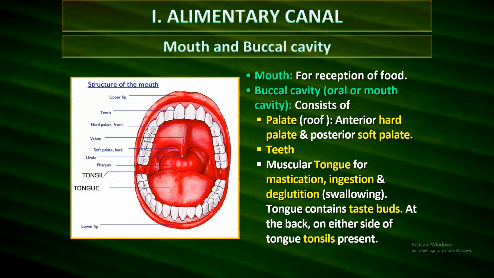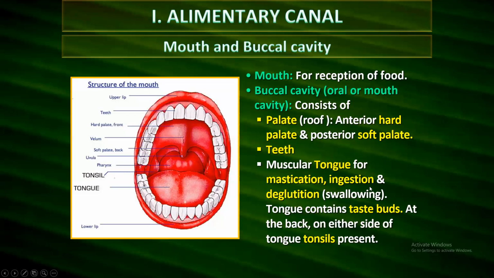What do you know about the tongue? Tongue is a muscular organ. It's generally used for mastication, ingestion, and deglutition. Deglutition means swallowing. Tongue contains taste buds. At the back on either side of the tongue, tonsils are present. See the diagrammatic representation where the tonsils are present. That is given very clearly with the help of the diagrammatic representation.